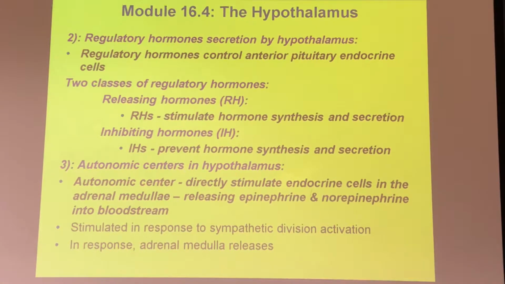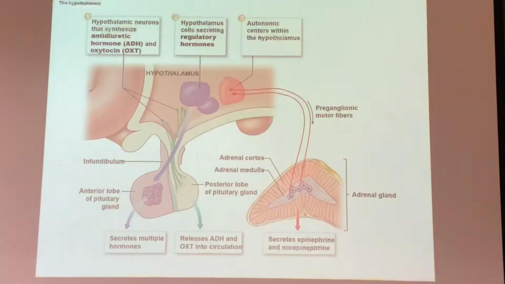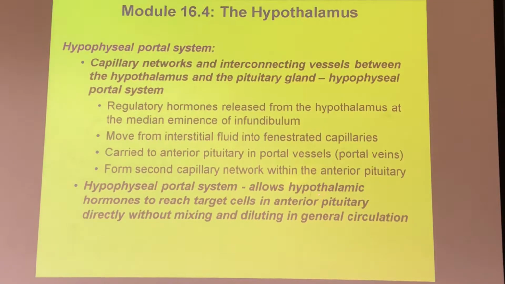Then the third one is the autonomic centers in the hypothalamus, and these are the ones we are talking about, these pink ones. They are allowing the hypothalamic hormone to reach the target cell in the anterior pituitary directly, without mixing and diluting in the general circulation. So they don't get into the general circulation before they reach the target cell.